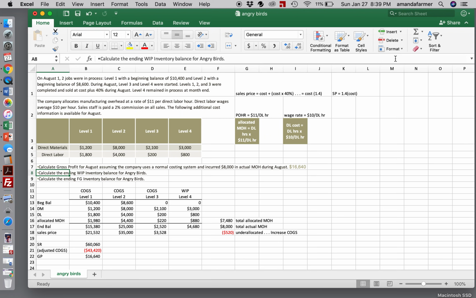The second question says calculate the ending WIP. That ending WIP relates specifically to job 4. So the ending WIP here is just going to be 4,680. And then finally, we're asked to calculate the ending finished goods. There are no just finished goods, so the answer to that is going to be 0.